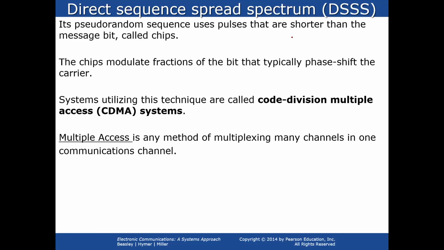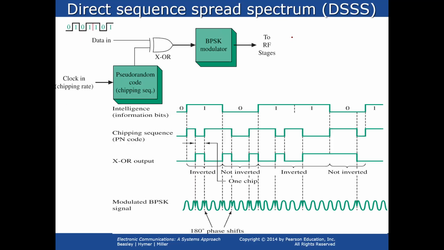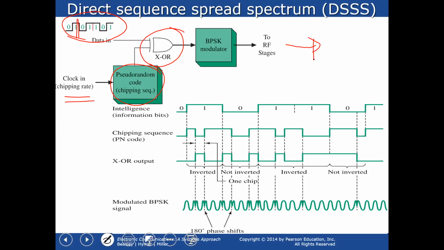And that way, you're using a wider bandwidth, but you're having more users that can use it. So here in the figure, this is just showing a basic direct sequence circuit. Here is your data, and you're going to have a chipping rate. This is your clock, and you're going to have a chipping rate that is a fraction of your bit rate. You pass it through an XOR gate, and then binary phase shift key that and send it through your transmitter.